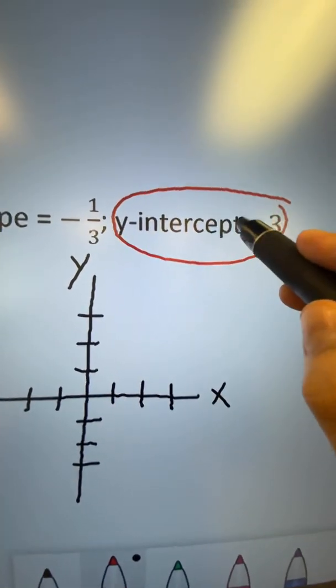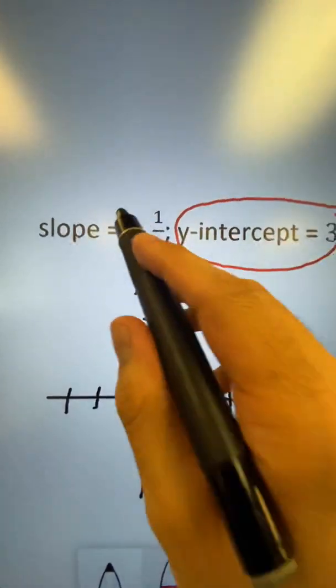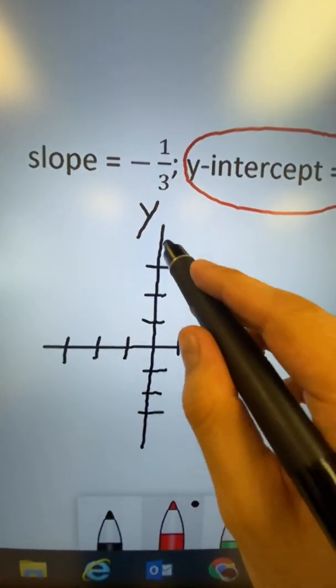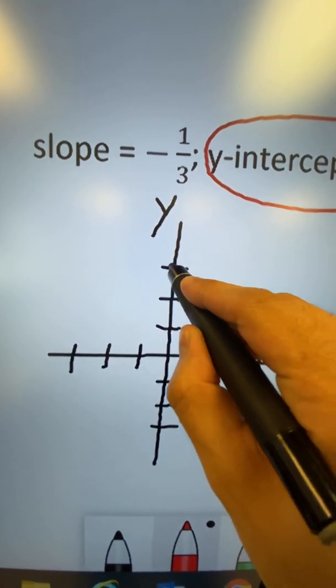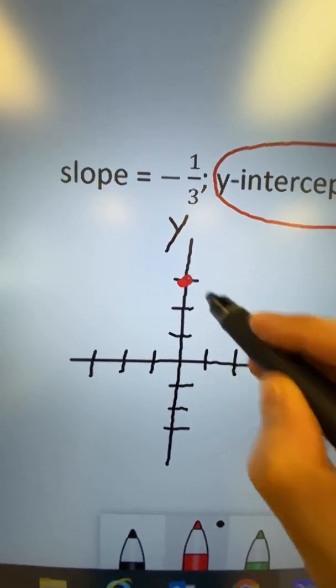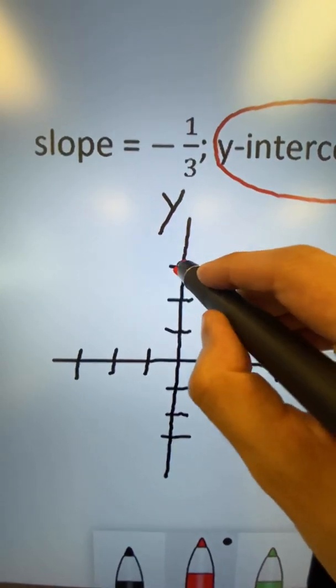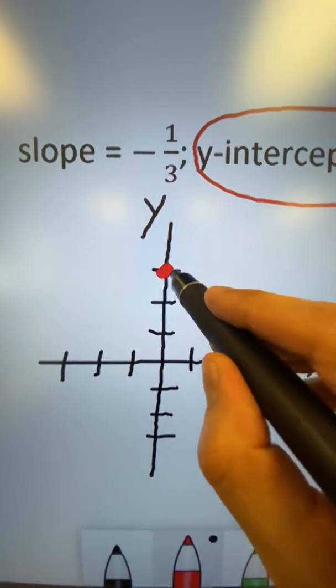What the y-intercept is telling you is that on your y-axis, the graph of this line is going to pass through the number 3. So you look for the number 3 on the y-axis, you put a point there. We know that our graph is going to pass through this number here. Y is 3. Now, from this point, again, this is the y-intercept, it's the location on the y-axis.